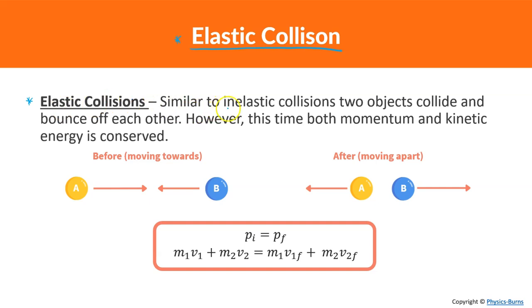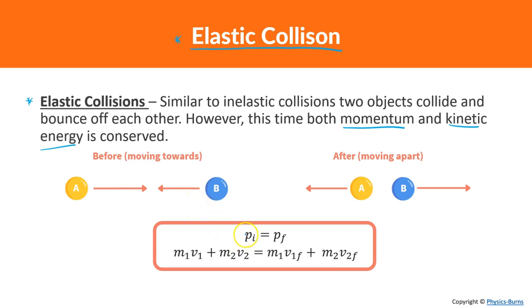So elastic collisions, similar to inelastic collisions, two objects collide and bounce off each other. However, this time both momentum and kinetic energy are conserved. So what does that mean? That means that if I had a ball and I dropped it, it'll hit the ground and the ball should come up to the same exact spot where I dropped it from. That would be an example of an elastic collision. There's nothing that is perfectly elastic in the world, but there are things that are very close.